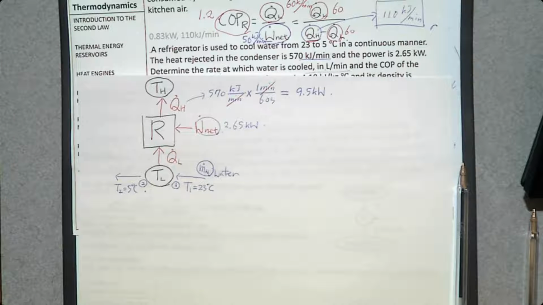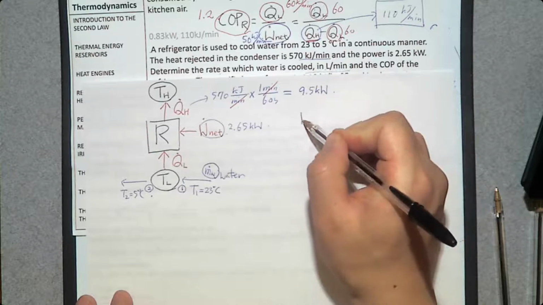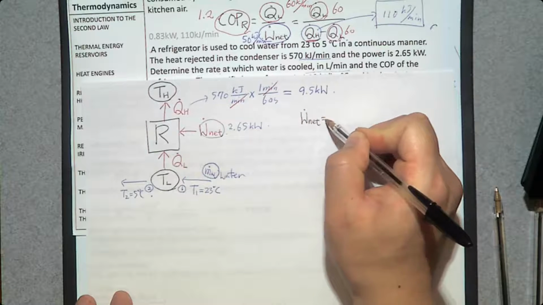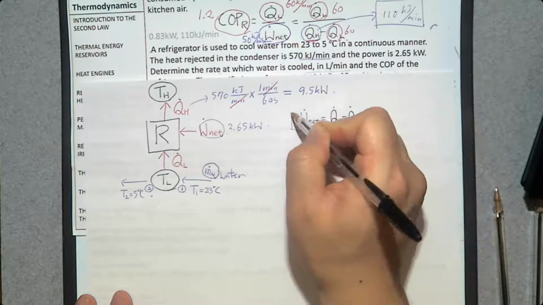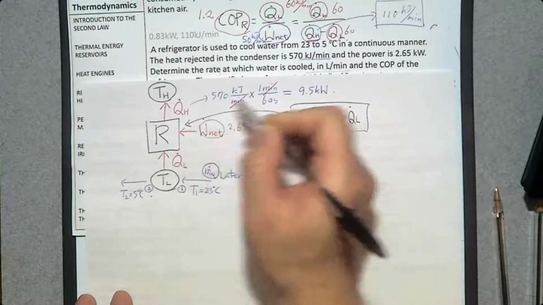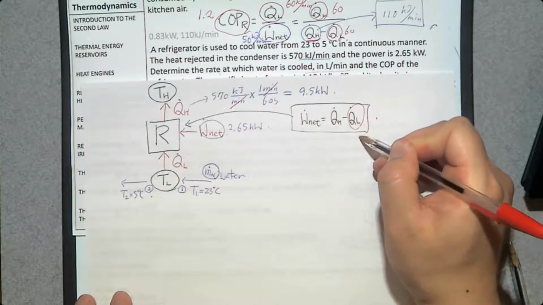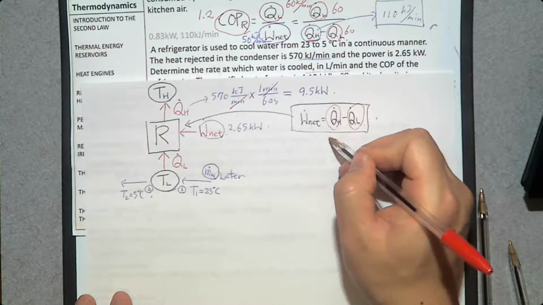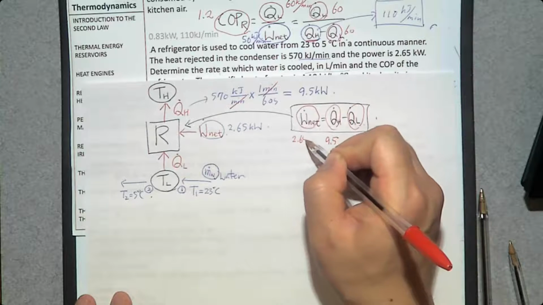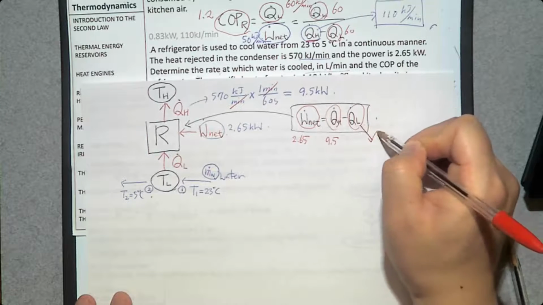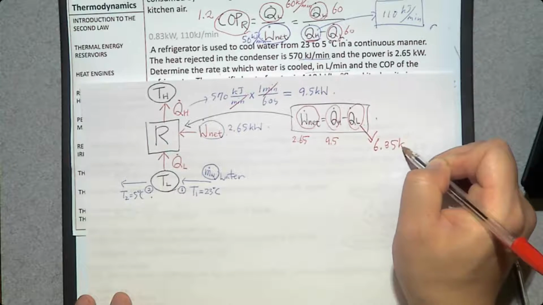Then what is Q dot L? According to the energy balance equation, W dot net is going to be Q dot H minus Q dot L. This is the energy balance equation for this refrigeration system. Q dot H is going to be 9.5. W dot net is 2.65. Now we can determine Q dot L, which is 6.85 kilowatt.